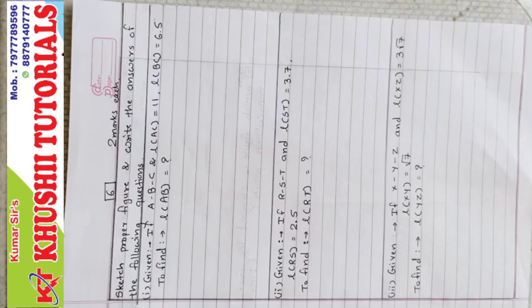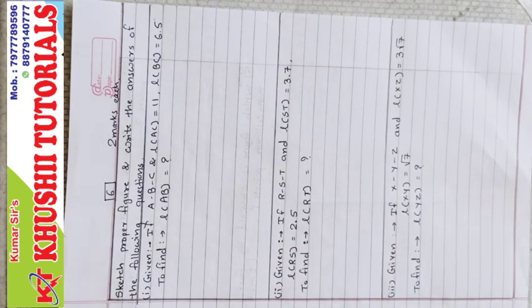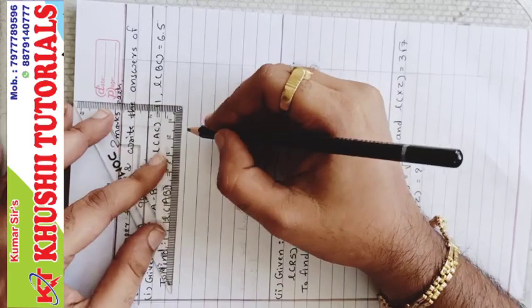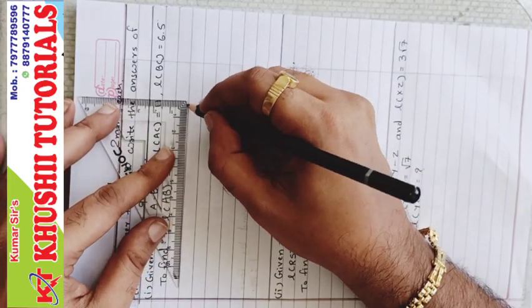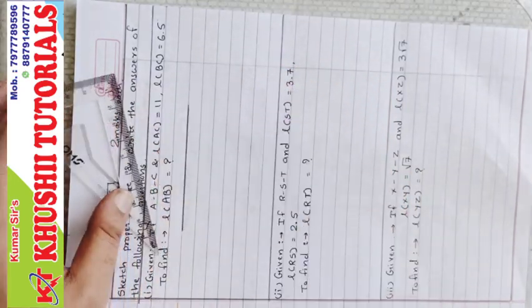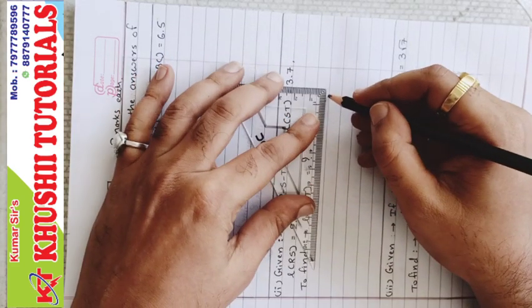Sum number 6: sketch proper figure and write the answer of the following. Here all sums are of 2 marks. Sketch proper figure means you have to draw the figure just like the previous sum, and it is very easy because here the possibility is already given. See, here it is given A-B-C. It means B lies between A and C. So first we will draw a figure because they have asked us to draw a sketch first. So every time let me draw a figure.